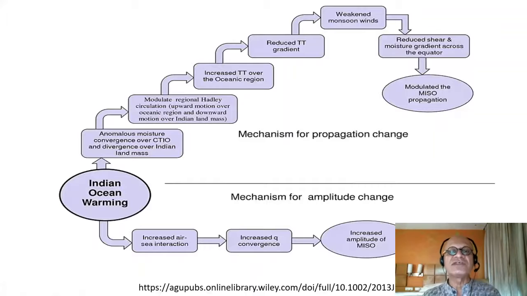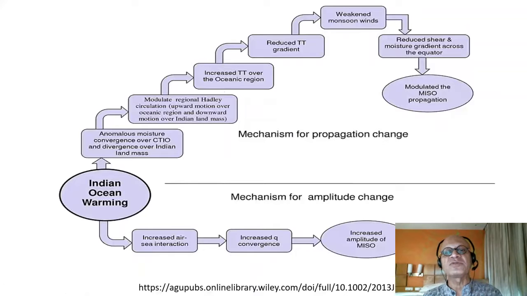Modulated regional Hadley circulation. So as we said, when convection is more over the central tropical Indian Ocean, there is less rainfall over India. So there is this local or regional Hadley circulation, upward motion over the oceanic region corresponding to more rain over the water, and downward motion over the Indian landmass. So in an anomalous sense, there is reduced rainfall over the Indian landmass.